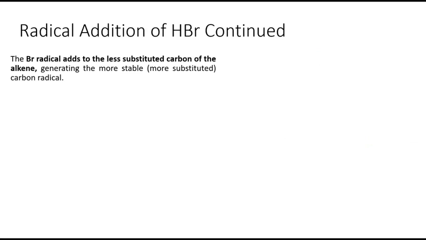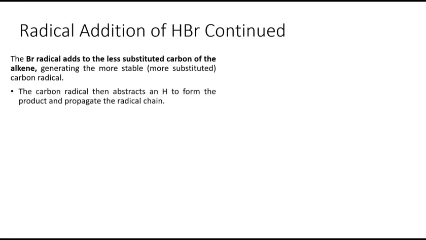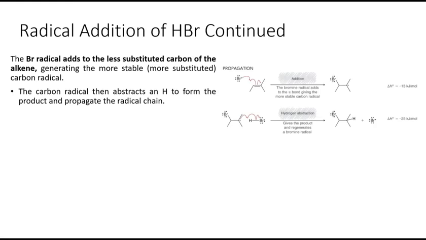Radical addition of HBr continued. The Br radical adds to the less substituted carbon of the alkene, generating a more stable or more substituted carbon radical. The carbon radical then abstracts an H to form the product, and the propagation of the chain continues. Here are the propagation steps, addition and hydrogen abstraction.